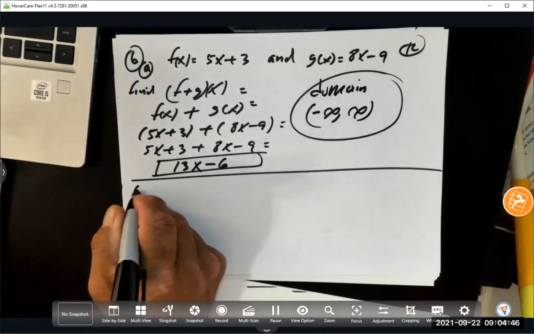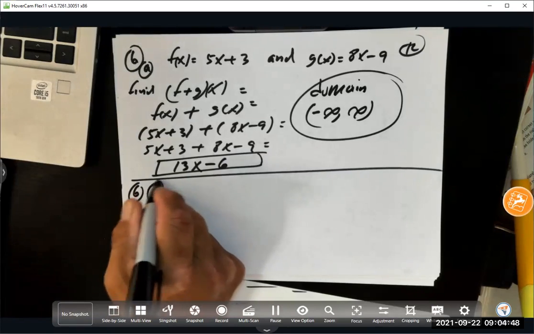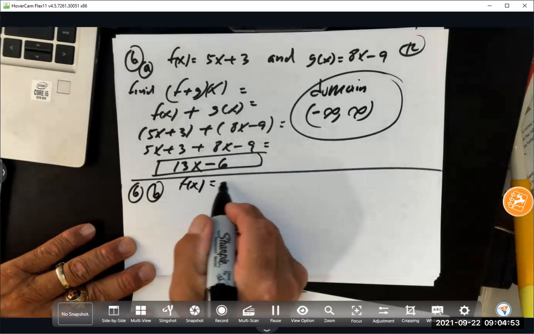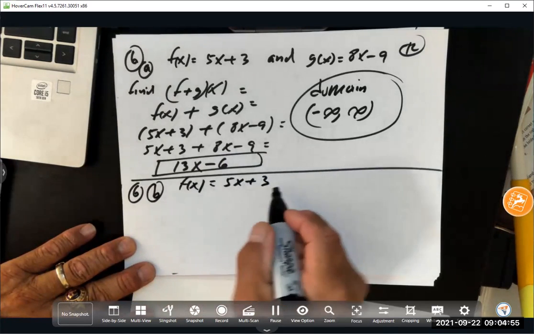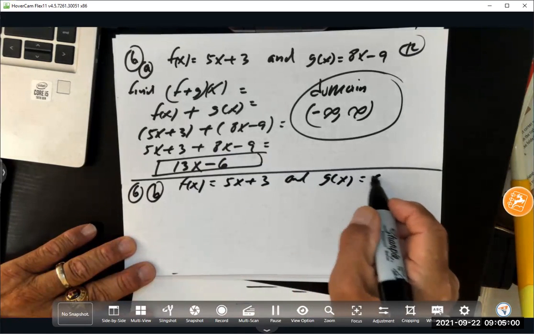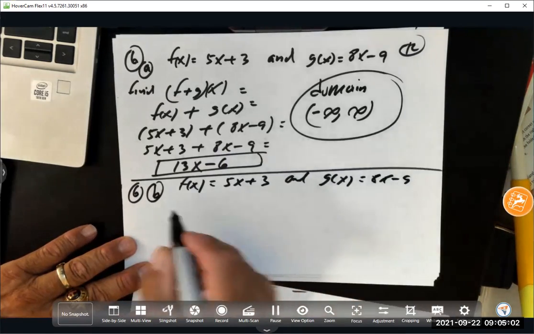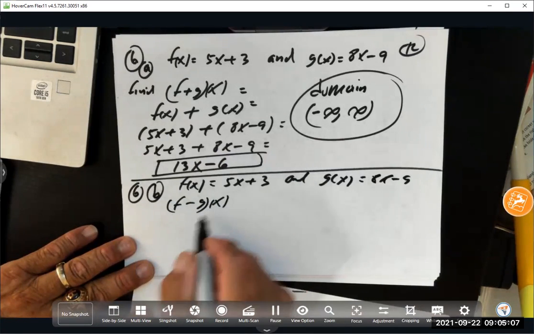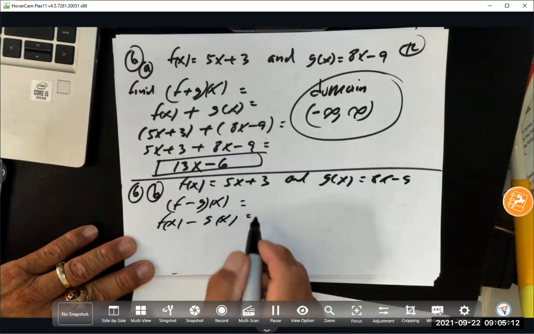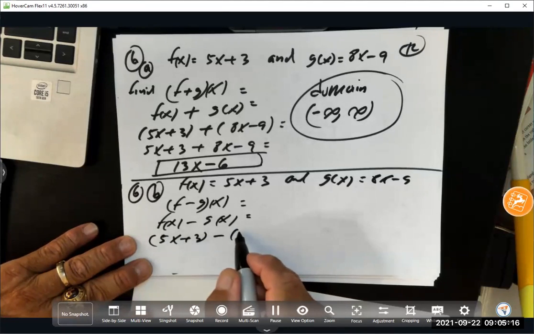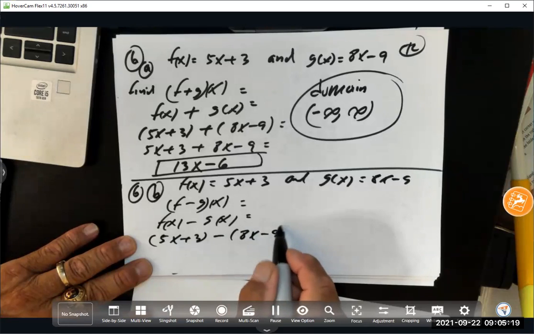Okay. Now I'm going to do 6 letter B. Same problem, but watch, it's going to be a little bit different. f of x equals 5x plus 3, that's the same thing. g of x equals 8x minus 9, that's the same thing. So now it's going to tell you to find f minus g of x. That means f of x take away g of x. That means 5x plus 3 take away 8x minus 9.